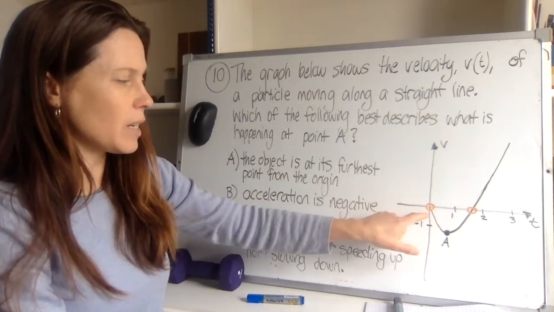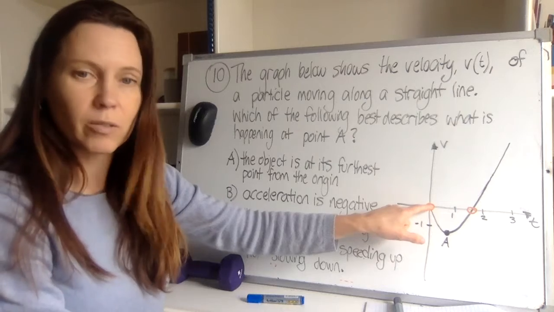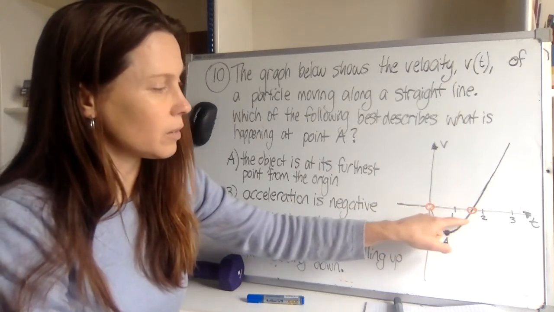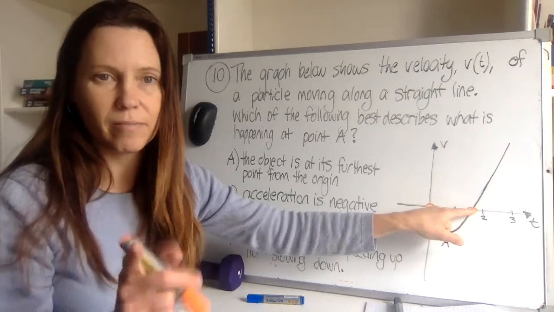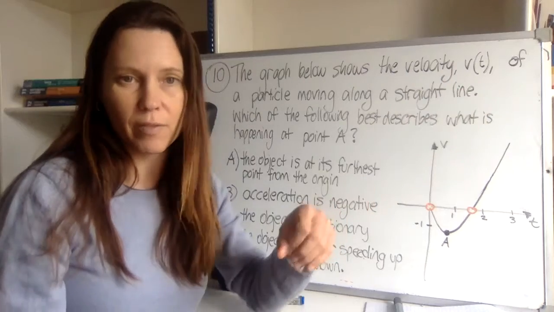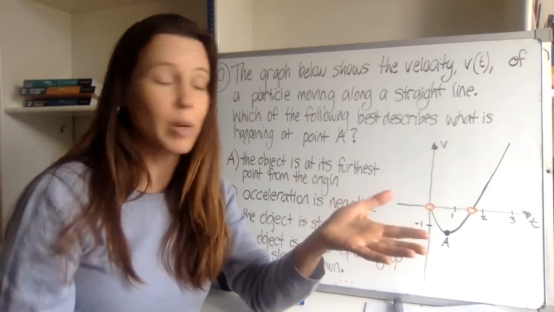So in the beginning of this experiment, the particle was still. It travelled in a negative direction for a while, and then it was still again. So it must have turned around. Now it's travelling in a positive direction because velocity is positive.